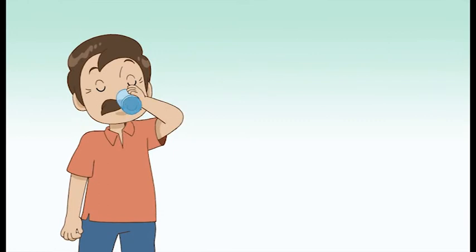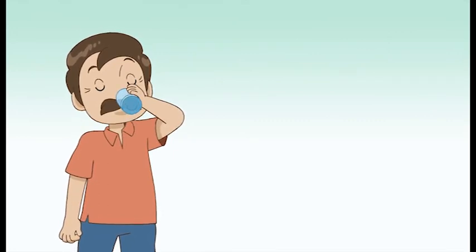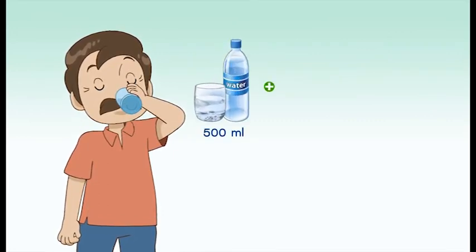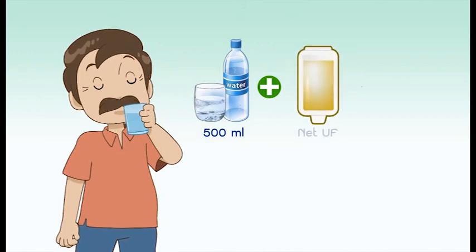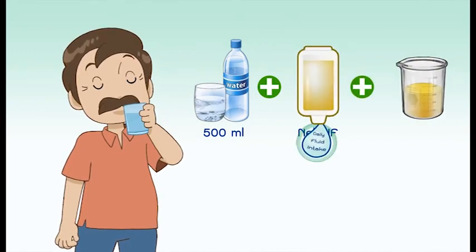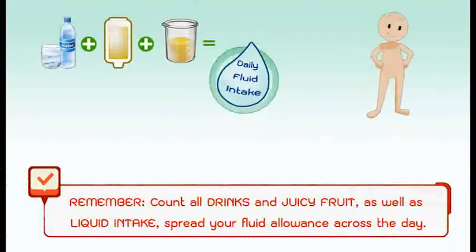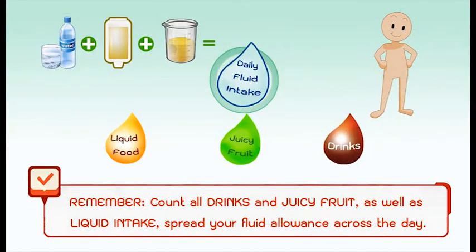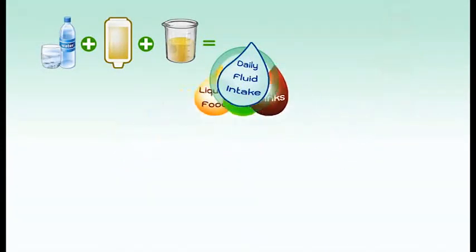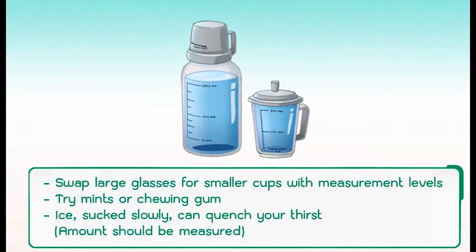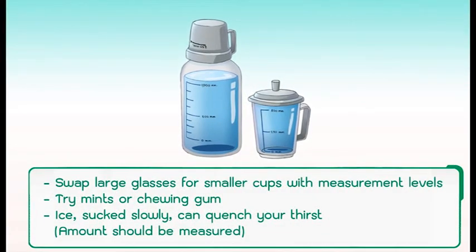An adult patient should drink approximately 500 ml of water, plus the amount of ultrafiltration and urine excreted each day. Please keep in mind that you should take into account the fluid content from food as well. This includes soups, curries, juices, and other drinks. It would be best to have your carry-on water bottle with measurement levels.